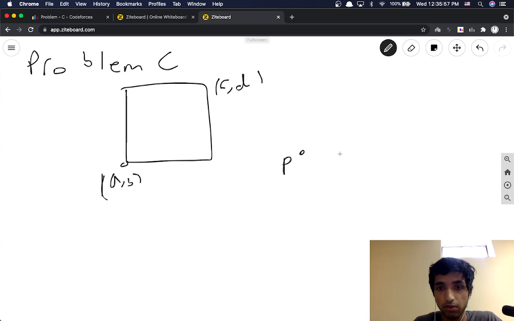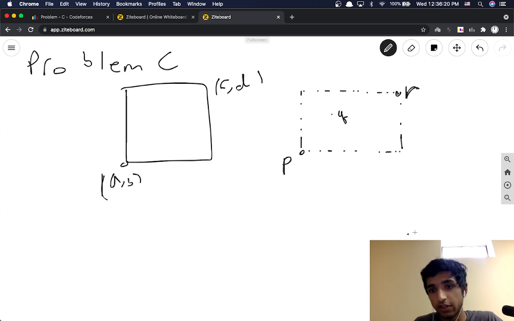So let's say we have a point P and a point R here. Then you notice that if Q is anywhere in this rectangle, it forms a bad triple. Similarly, if R was here, if Q is anywhere in this rectangle, then it's a bad triple.